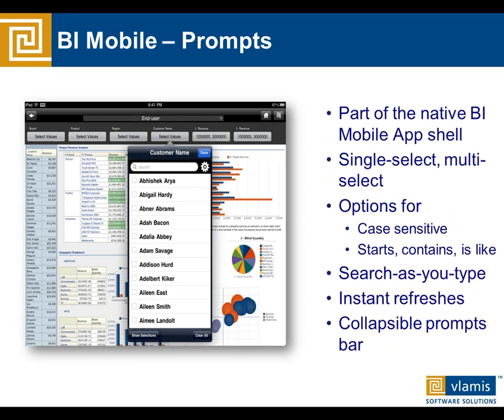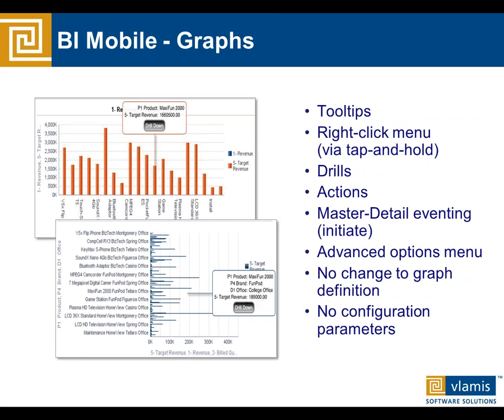So there you see on the screen an example of a customer name prompt, and it looks like an iPad prompting. And it is multi-select or single select. You can program it either way. It does have options for case-sensitive searches, starts, contains, is like, all that type of stuff inside that search box. It also searches as you type. So as I type that, if I enter a V in there under search, it would scroll to and show me only the names that begin with V. It instantly refreshes.